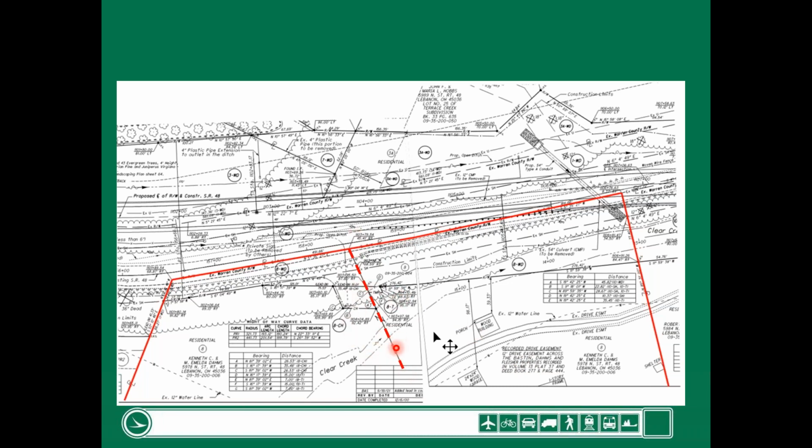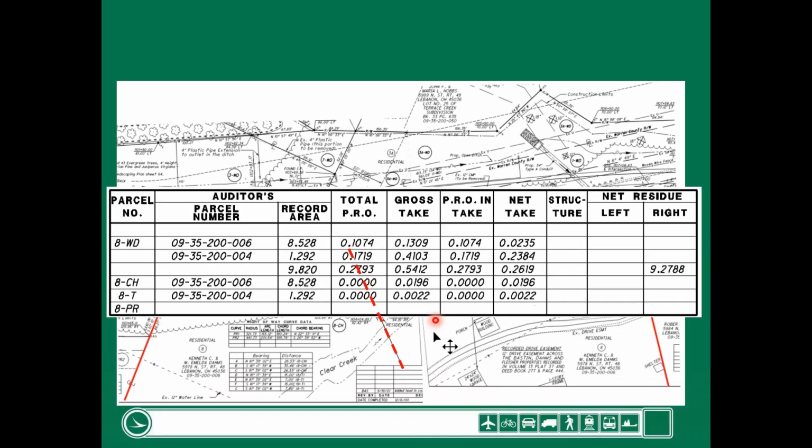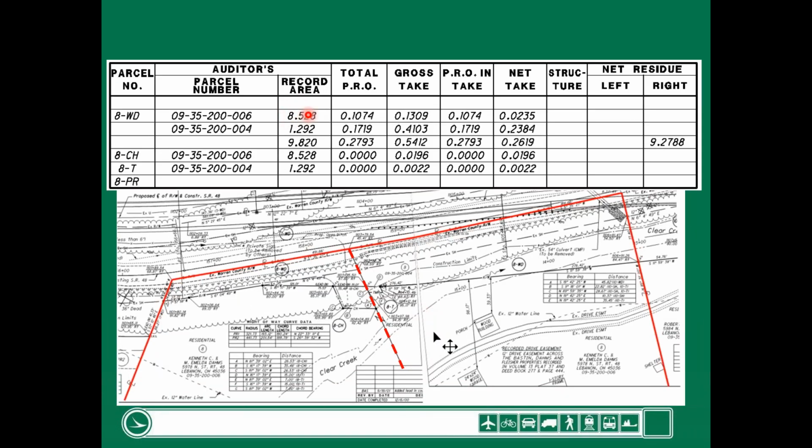Here is the ownership hook line. This is the auditor's permanent parcel number, that's 004, and over here is 006. This is the larger tract of land. This is the smaller tract of land. So looking at the summary sheet, again, the column for record area, this area right here is the 8.5, and this area over here is the 1.292 acres.